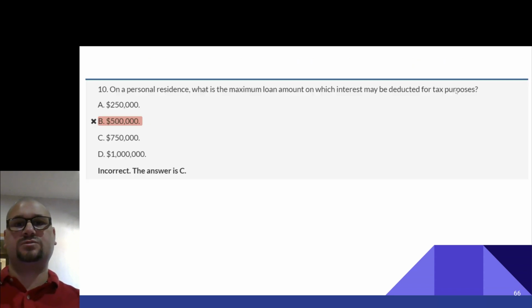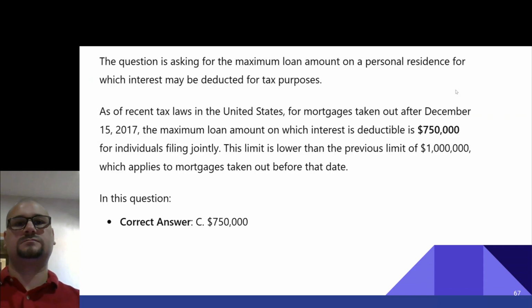All right, so on a personal residence, what's the maximum loan amount on which interest may be deducted for tax purposes? As of recent tax laws in the United States, for mortgages taken out after December 15, 2017, the maximum loan amount on which interest is deductible is $750,000 for individuals filing jointly. This limit is lower than the previous limit of $1 million, which applies to mortgages taken out before that date.